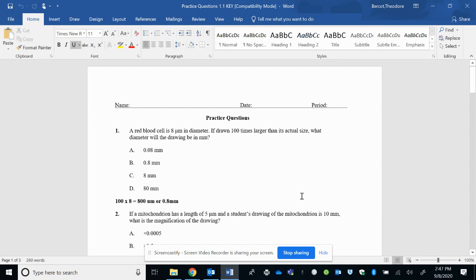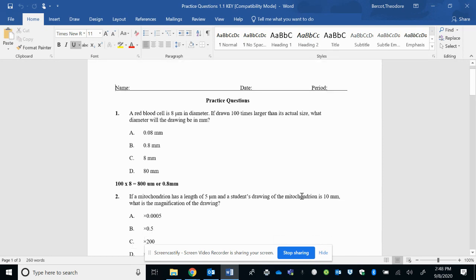So number one, a red blood cell is 8 microns in diameter. If drawn 100 times larger than its actual size, what diameter will the drawing be? So you just take the magnification of 100 times 8 microns and you get 800 microns, or if you change that into millimeters, you move the decimal to the left 3 spots, 1, 2, 3, and you get 0.8 millimeters.